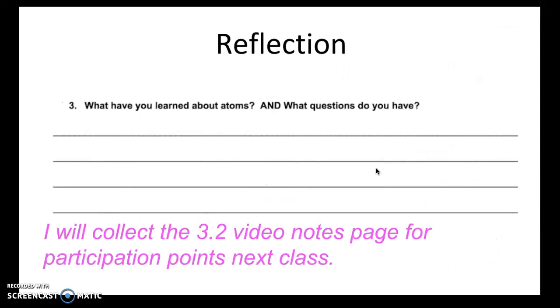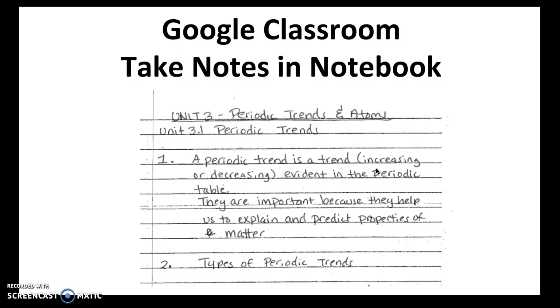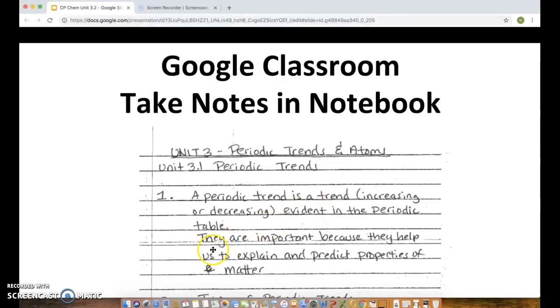Okay, so now take a moment. I want you, in your packet, to write what you have learned about atoms and what questions you have. Remember, I'm going to collect this for a participation point next class. So make sure you get this done and then keep this and return it to me next class. Finally, after you've done your reflection, don't forget to take notes in your notebook. The notes can be found in Google Classroom.